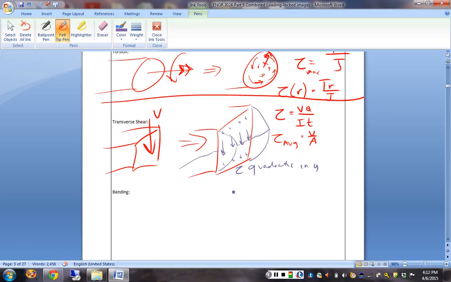Two other special cases that we did the derivation for: for a rectangular cross-section, tau max is 3/2 V over A, and for a circular cross-section, tau max is 4/3 V over A.